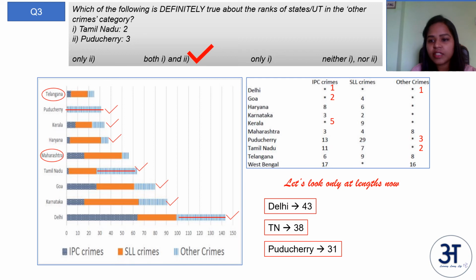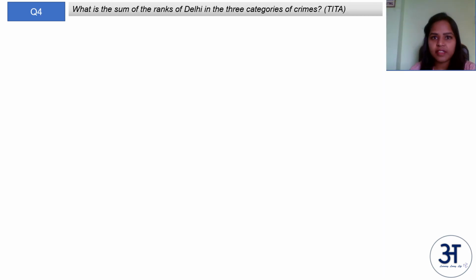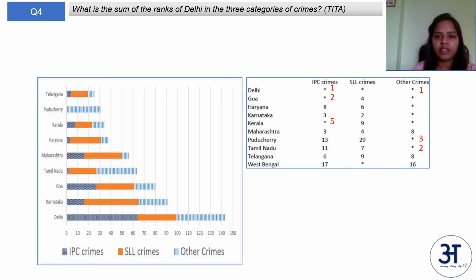And we've been noting down whatever ranks we found till now in the table, right? So let's move forward to the last question. Now let us look at the last question. What is the sum of ranks of Delhi in the 3 categories of crimes? While solving the previous questions, we found the ranks of Delhi in IPC crimes as well as other crimes. So now we need to find the rank of Delhi in SLL crimes.